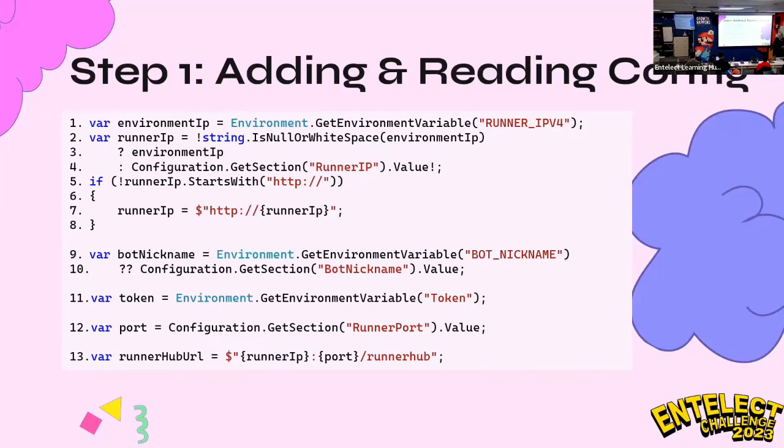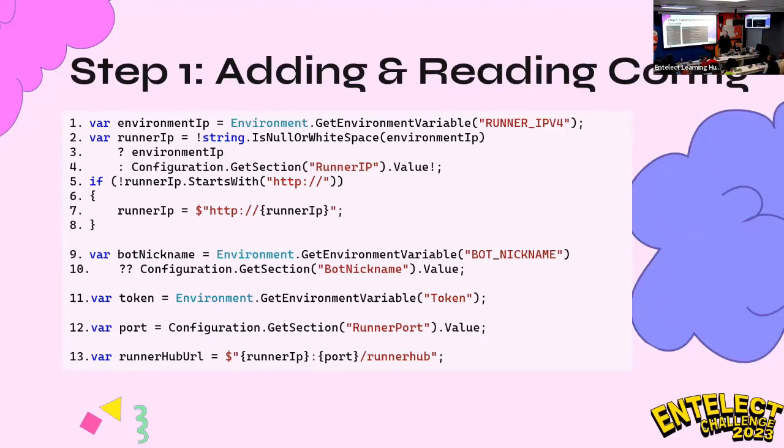Then for the port, it's always run on 5000. We just left it at the default. There wasn't really much reason to change it, so that we don't need to worry about environment variables. We don't ever change it to something else. Then finally, we just assemble a little URL with the IP address, the port, and the /runnerhub endpoint. And that's basically the endpoint that you will connect to.